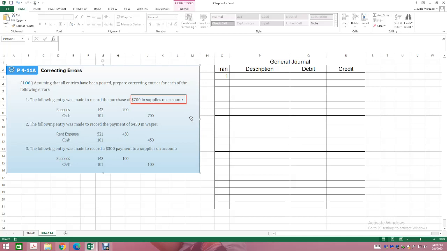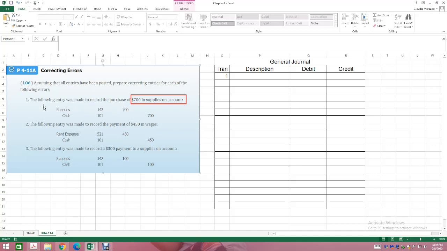Now let's look at the transaction that the accountant posted. The accountant posted a debit to my supplies account for $700, which is correct. Why? Because we bought supplies. So now you have more supplies of $700. Now, when they recorded the entry, they credited cash. Did we pay for these supplies with cash? The answer is no. It says here that you bought these supplies on account. So my entry to my supplies account is correct.